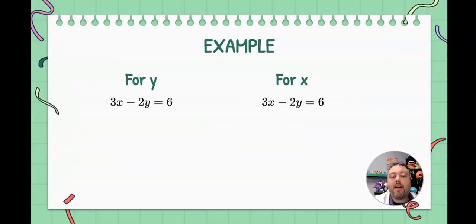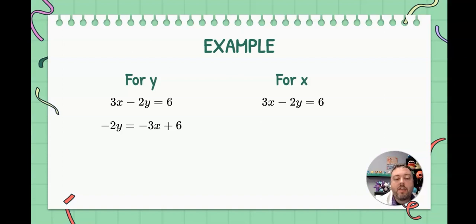So here's some examples. I have the exact same equation, but we're going to look at how we solve for each of the variables. It's going to be similar steps with different outcomes. Let's start with solving for y. So in this equation, 3x minus 2y equals 6, we have a term 3x that does not have a y in it, so I want to get that to the other side. Because it's a positive 3x, I'm going to use the subtraction property of equality to move it to the right side of the equation. And that gives me negative 2y equals negative 3x plus 6.